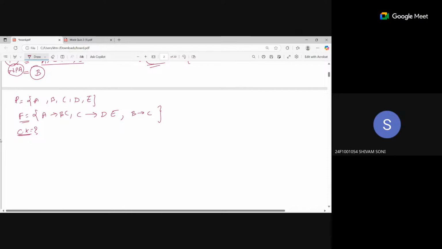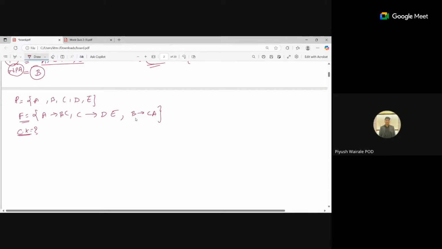E. Wait, A is also not present. B. Wait, B also determines C, A now. Now we have to find the closure of all combinations. So B is a candidate, A and B. We'll see, right?